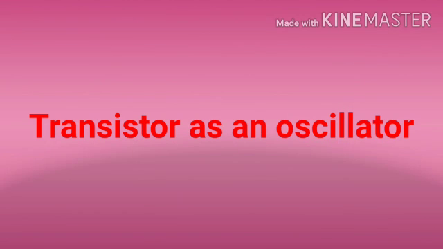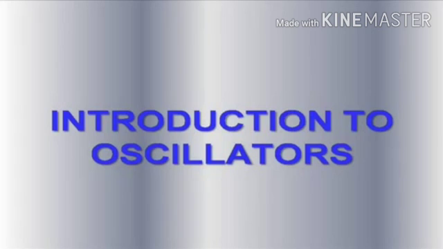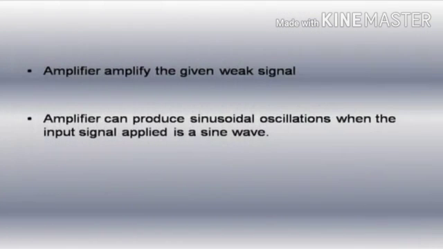Next we see the topic of transistor as an oscillator. Next we see the introduction part. First of all, amplifier. It amplifies the weak signal. It produces a sinusoidal wave when we apply the sine wave as the input.